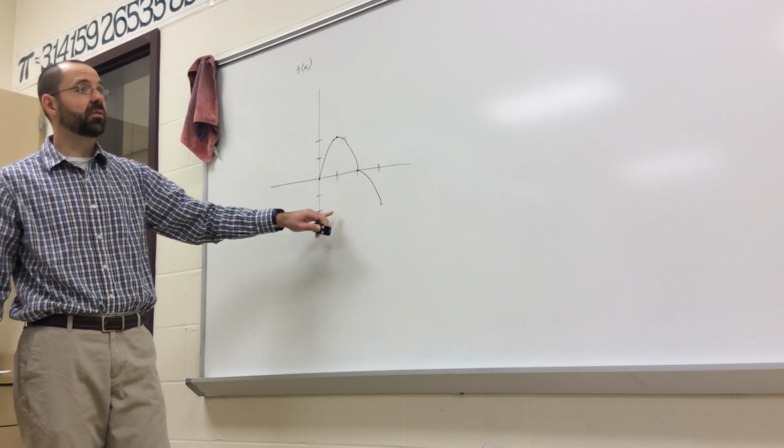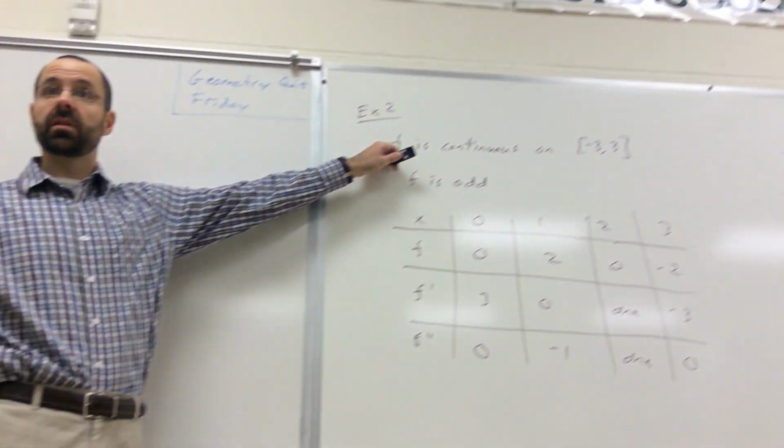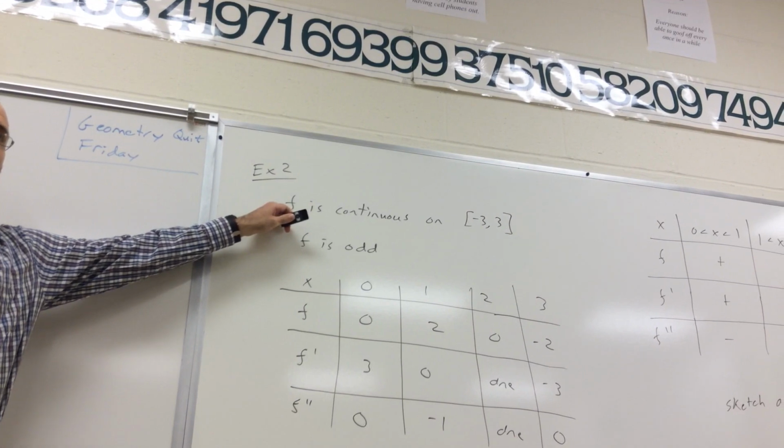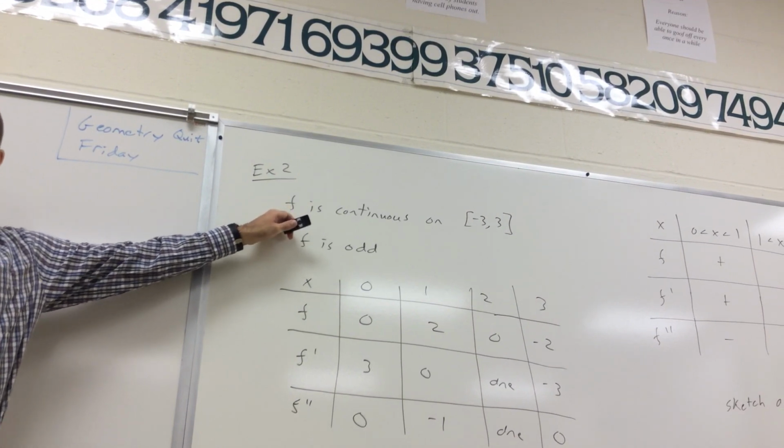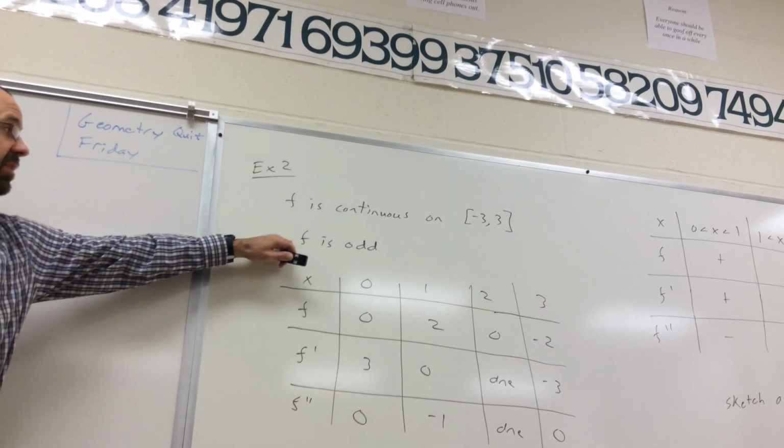Okay, so let's double check up here. Is my graph continuous? So far, yeah, but it's not continuous from -3 to 3, it's just continuous from 0 to 3. So I'm going to have to extend the graph somehow. And this is how I'm going to do it.